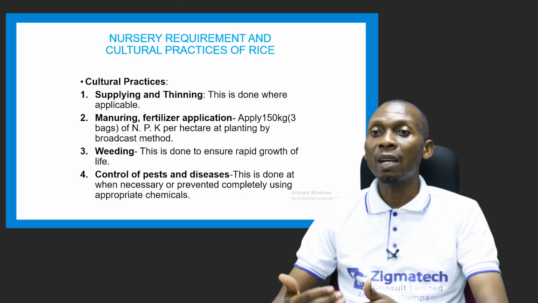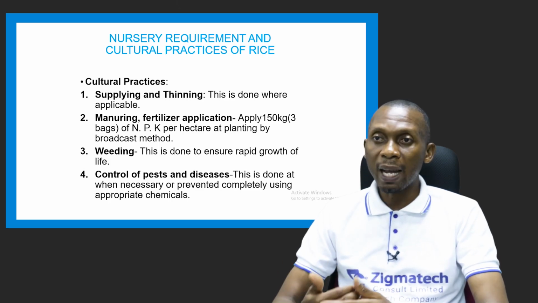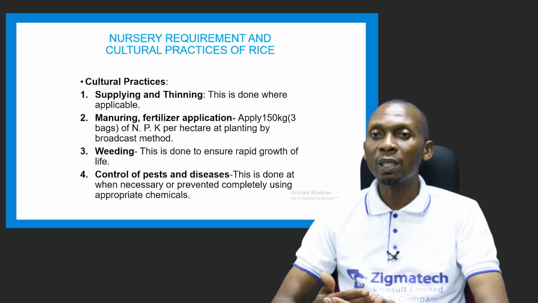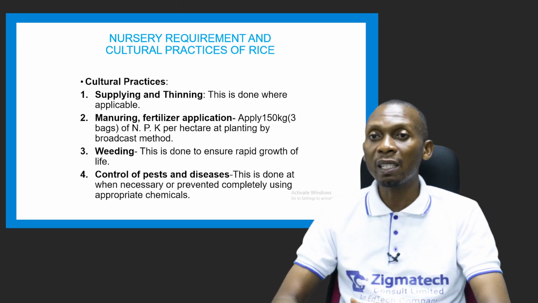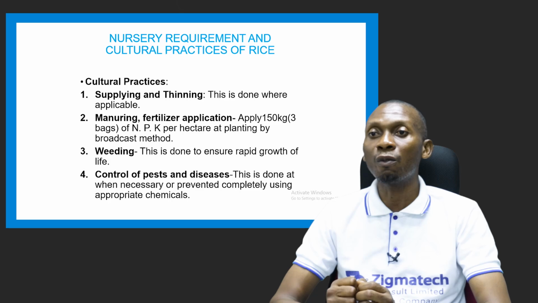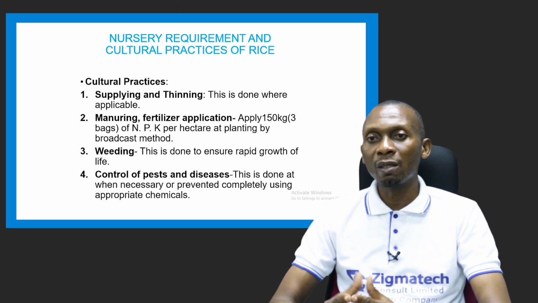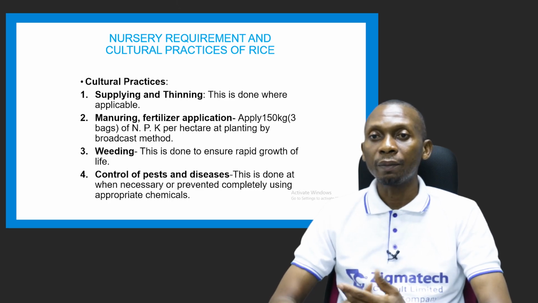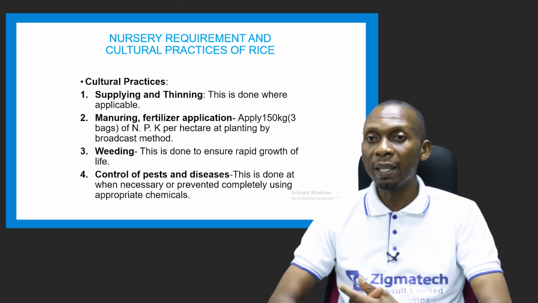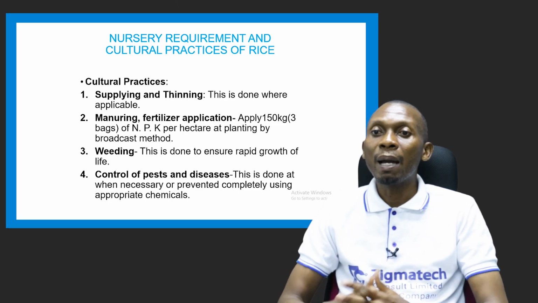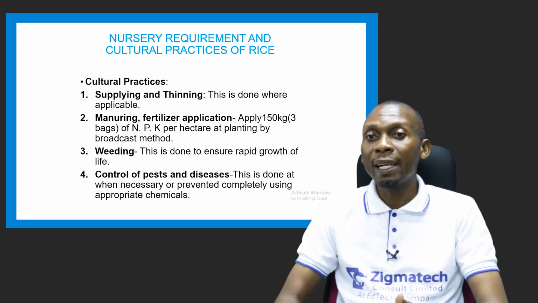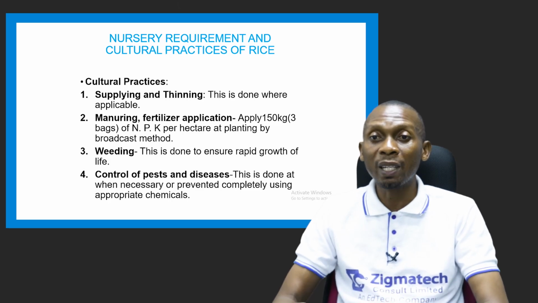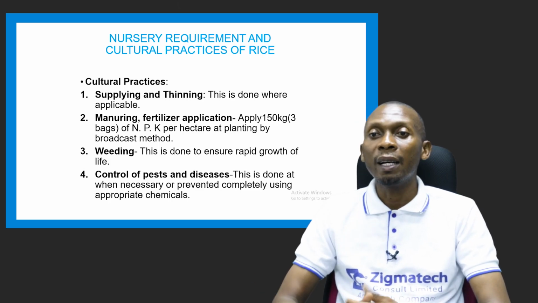Remember, these are activities that are carried out in the course of growing rice. We have supplying and thinning. Supplying is replacing of seeds that fail to germinate. Thinning is removal of weak plants. Manuring, which is also fertilizer application, requires about 150 kg per hectare, which is 3 bags, of NPK, that's nitrogen, phosphorus, and potassium, at planting by broadcast method. So you can sow your seeds by broadcast method. You can also apply fertilizer by broadcast method. That's spraying it into the air and it lands.